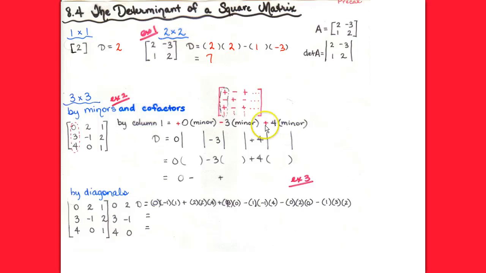So, I could have plus 4 and end up with a negative value for my minor, and so that whole thing ends up being negative, not positive. It just tells me whether to add or subtract. It does not tell me what the sign of that particular product has to be.